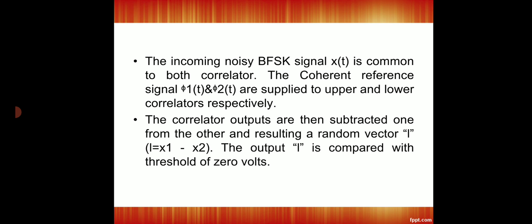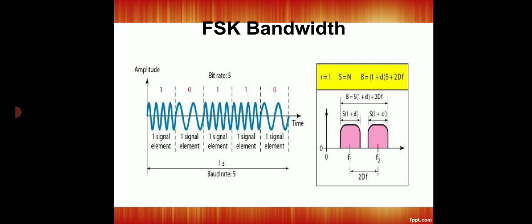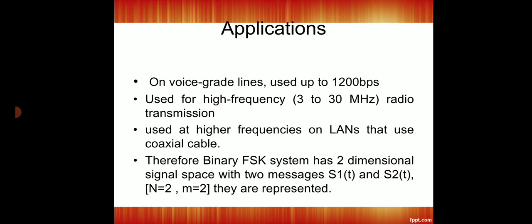While comparing, this output is compared to the threshold of 0 volts. The bandwidth is very limited, since the physical capabilities are not susceptible to noise, so it has a limited bandwidth factor. You can see the bit rate is very small. In applications, it is used on voice grade lines, where we can use up to 1200 bps, and it is used for high frequency radio transmission. In the case of high frequencies, it can be used in coaxial cable.